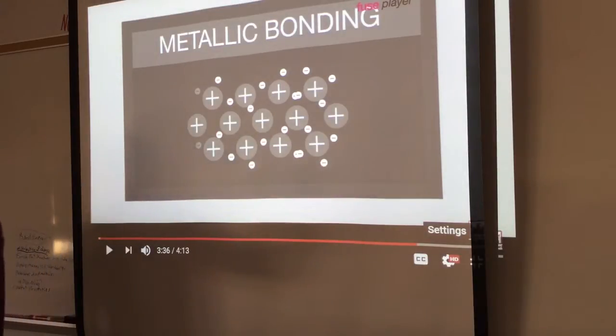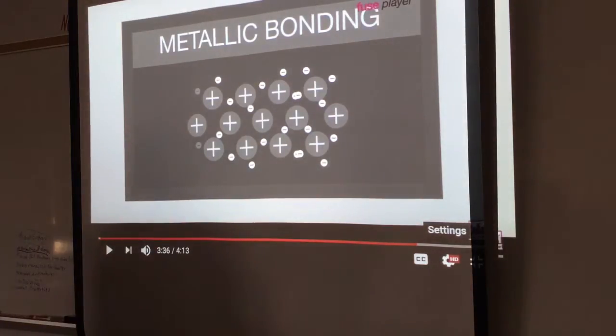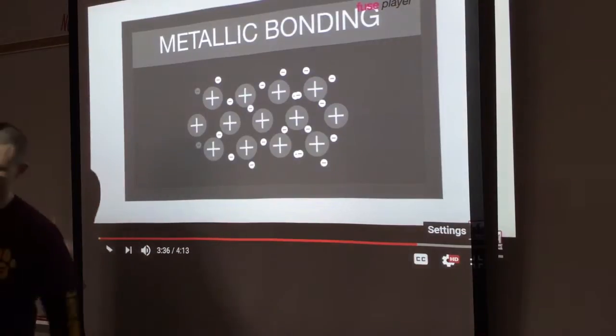There were about three other properties, so you needed at least one more. Morgan. Conducts electricity very well, good. Conducts heat very well, good. There's one more thing. Trevor. High melting and boiling points, right.